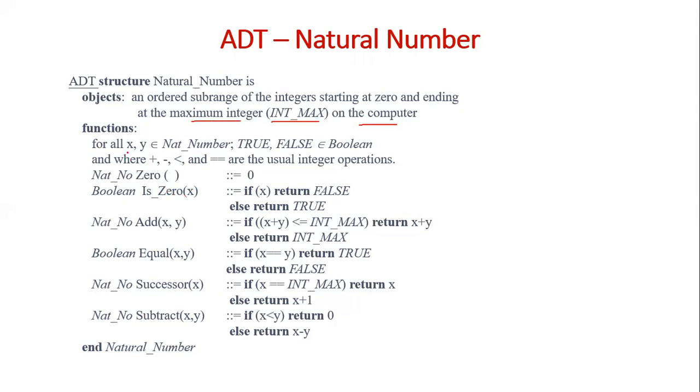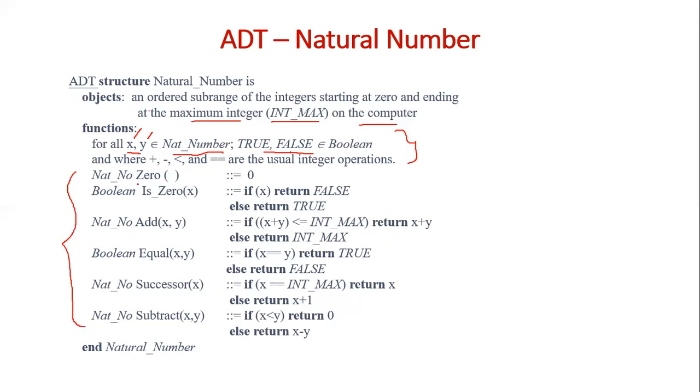And this is some preliminary we are writing for that. For all x, y, if x, y belong to NAT_NUMBER, which is nothing but natural number, and true or false belong to Boolean. So these are some of the things we are declaring. Plus, minus, less than, and equal to are the operations that we can perform. These are the typical functions this particular abstract data type may support.